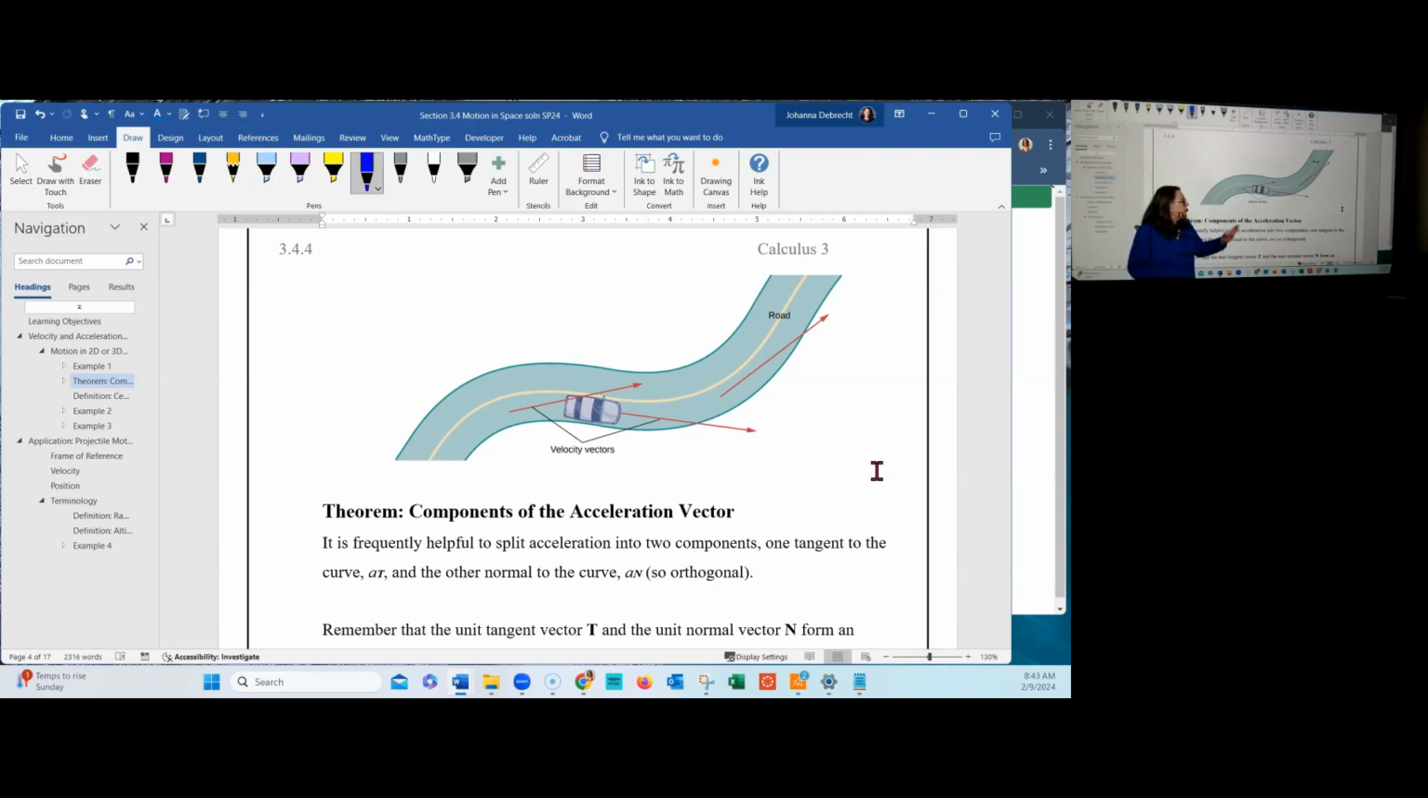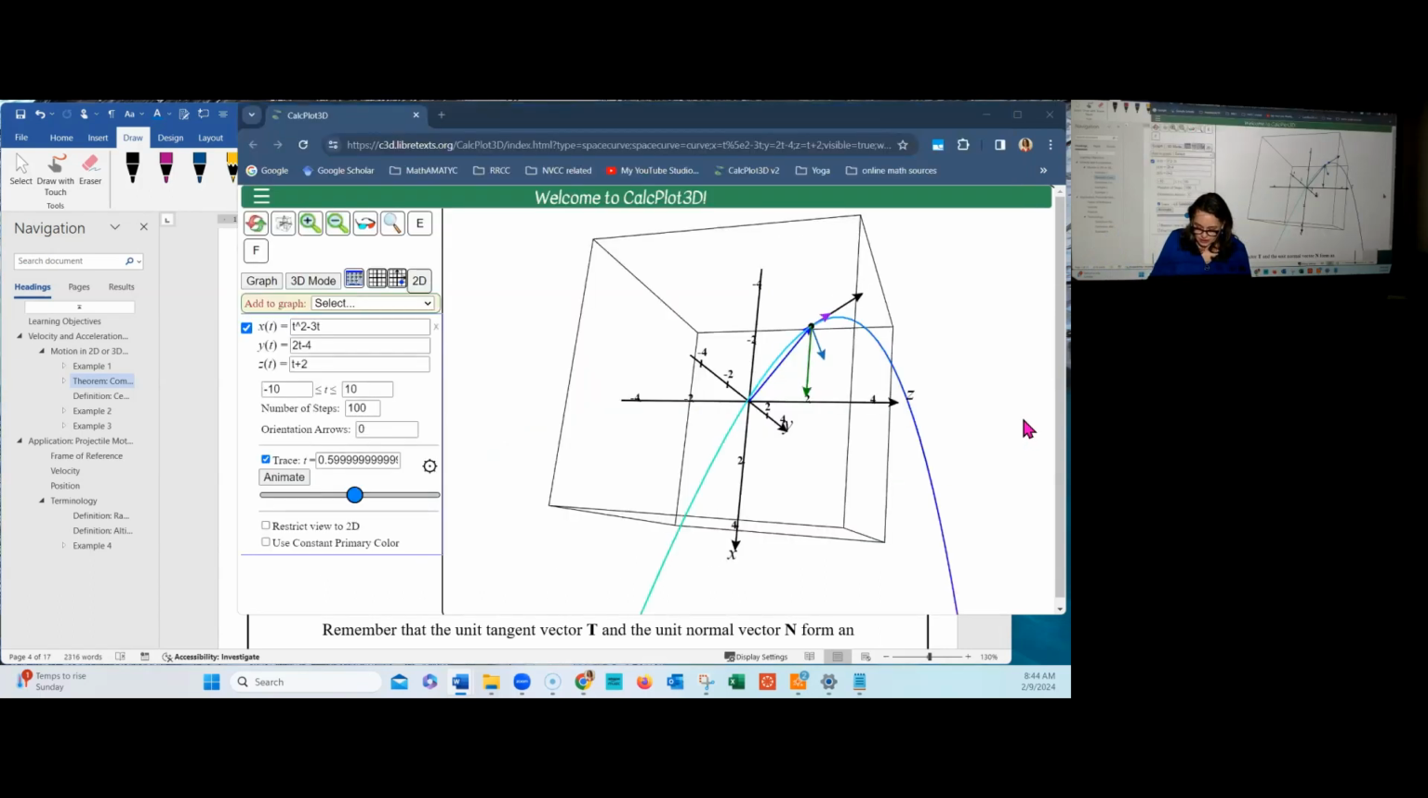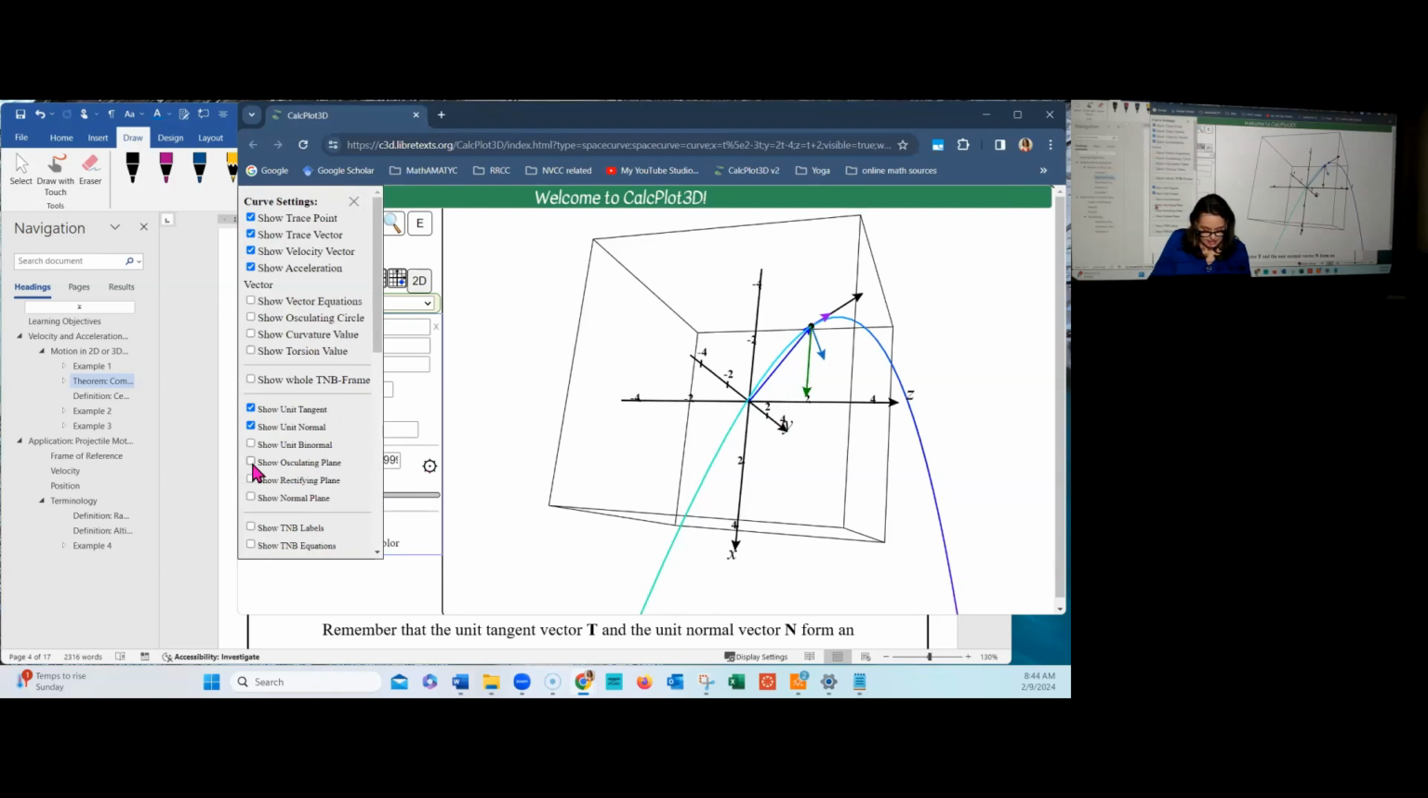However, we're now allowing for motion in space not along a circular section, in which case the acceleration will not point directly along the unit normal. It will still lie within the osculating plane. Let's take a look over here at our picture again. Let's click on the gear symbol and let's add this osculating plane.